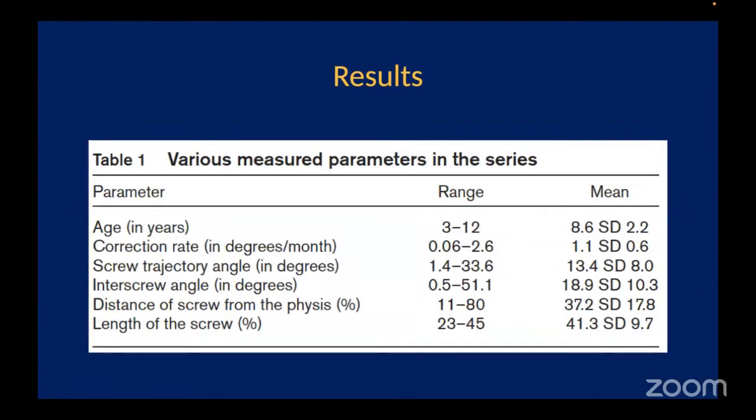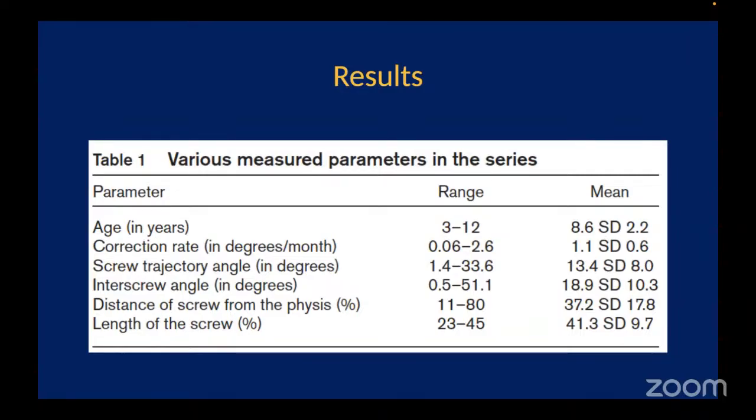The various measured parameters in the series: the age varied from 3 to 12, and the mean was 8.6. The correction rate achieved was 1.1 degrees per month, with a standard deviation of 0.6 degrees per month. The screw trajectory angle was 13.4 degrees mean with a standard deviation of 8 degrees, and the interscrew angle was 18.9 degrees with a standard deviation of 10.3 degrees.